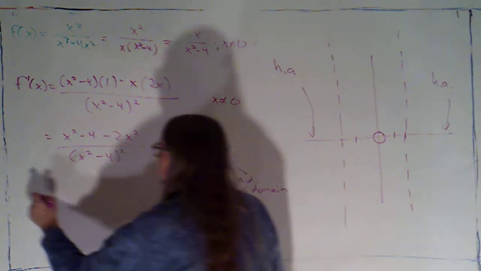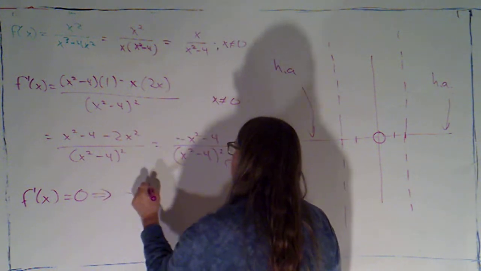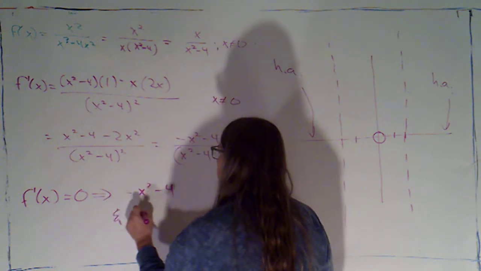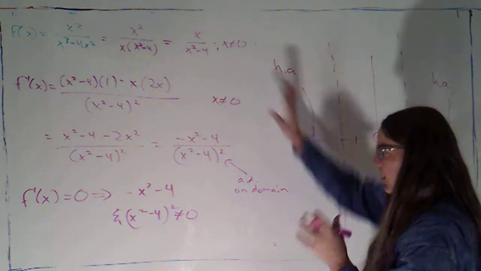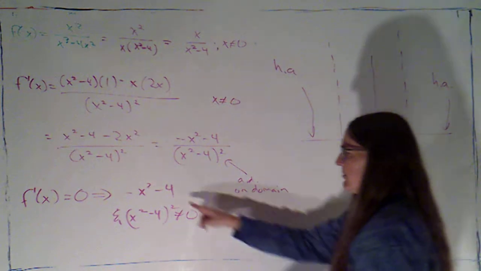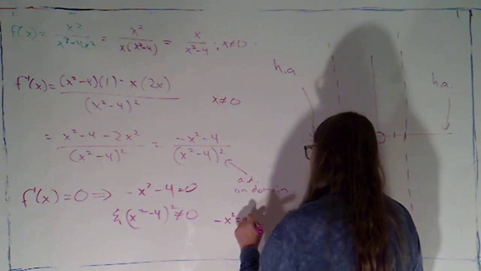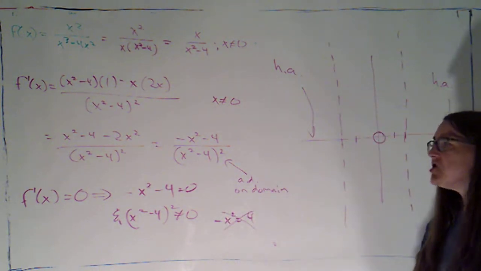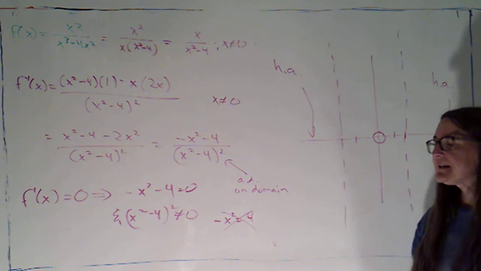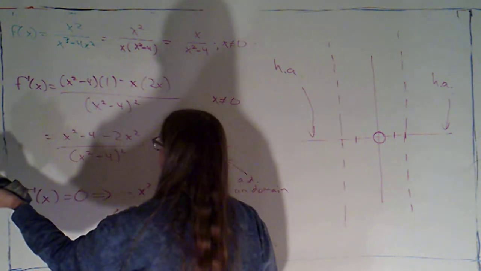So I just want to see where this thing is 0. So f prime of x would equal 0 if the top is 0 and the bottom isn't. Of course, with the restriction on all of this that x isn't 0. But that's not going to be, oops, this would have to equal 0. So negative x squared would have to equal 4? I don't think so. This actually has no critical numbers. It's not going to have a max or a min. It has neither of those things.